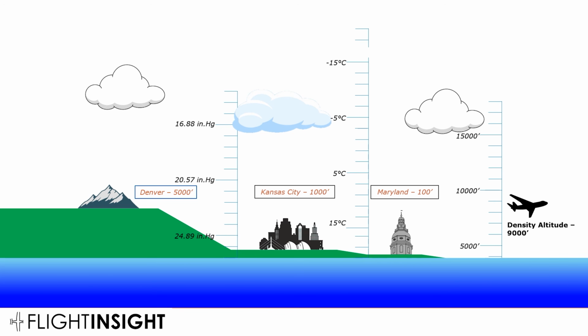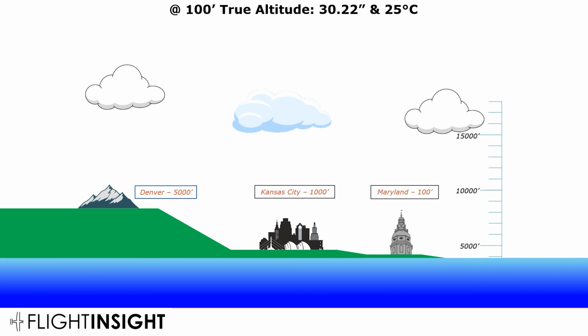If I take a true altitude, a sea level pressure, and a temperature, I should be able to say what my aircraft would perform like if it were in Fantasyland, experiencing the same air density, and that's what density altitude is. Let's look at an example. If we're at an airport in Maryland, a true altitude of 100 feet, with sea level pressure of 30.22 and a temperature of 25 degrees Celsius, what's our pressure and density altitude?